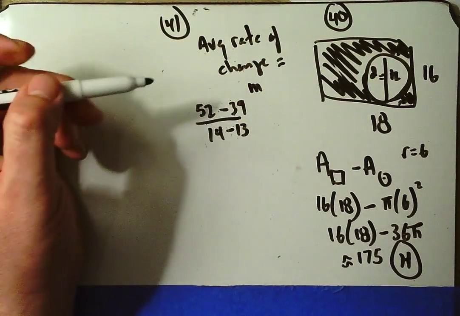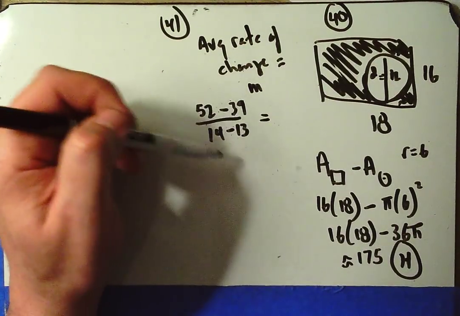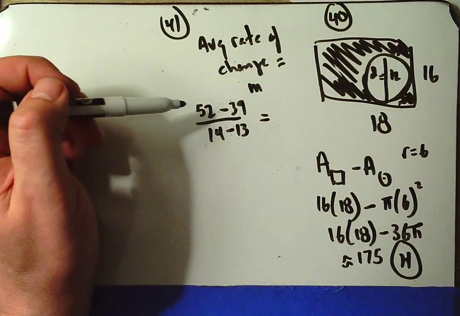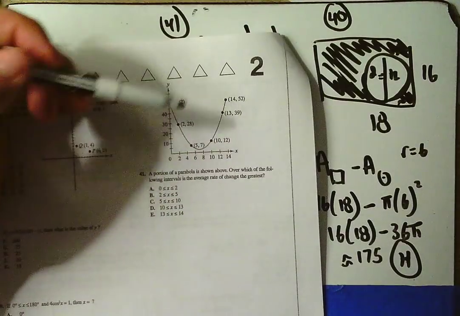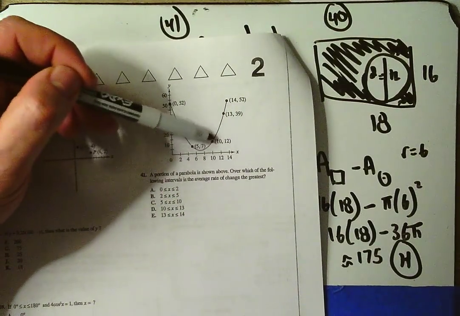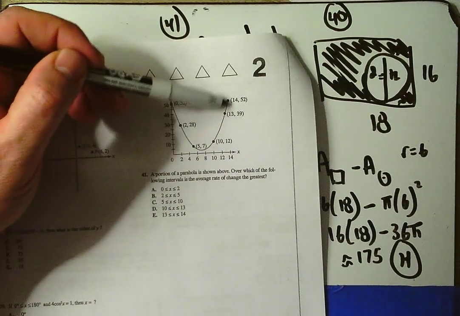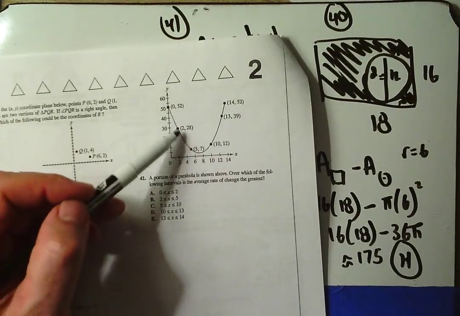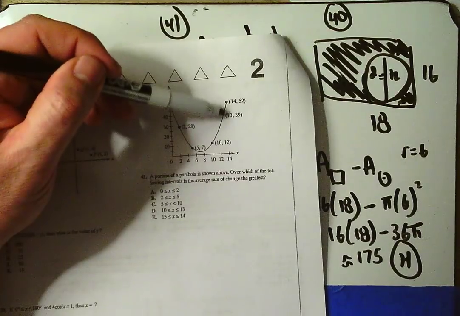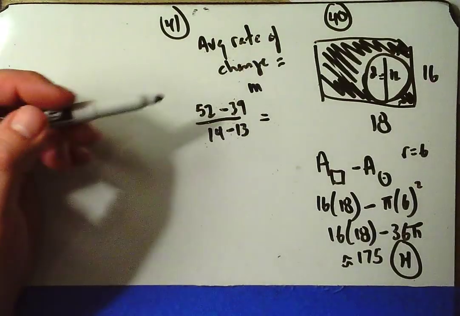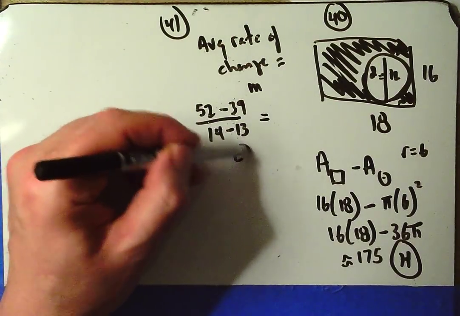14 minus 13. I can always check all the slopes between all the pairs, but when I look at this picture, this slope here doesn't look as steep as that one. This is a negative slope. This is a negative slope. This is a positive slope, but it doesn't look as steep as this slope. So between 13 and 14 would be my answer here, and that's choice E.